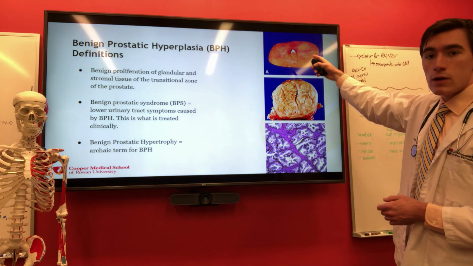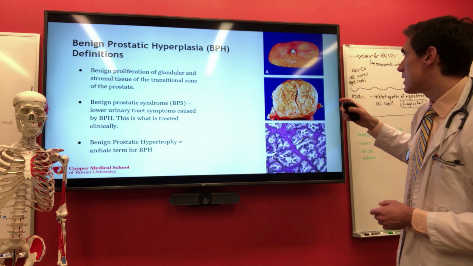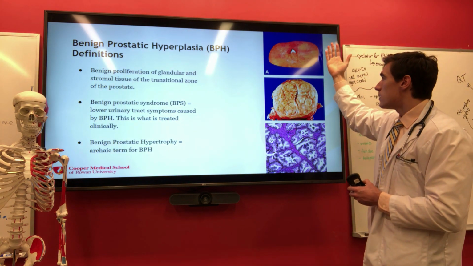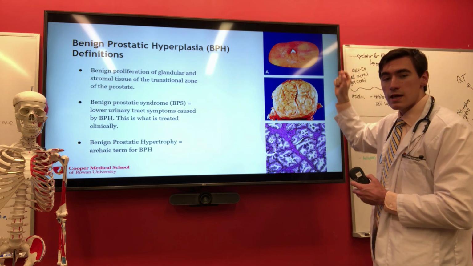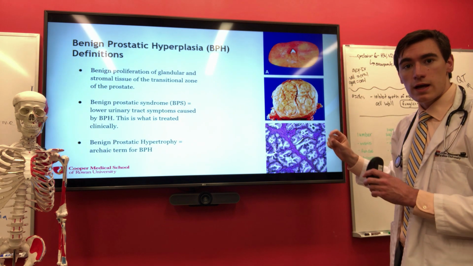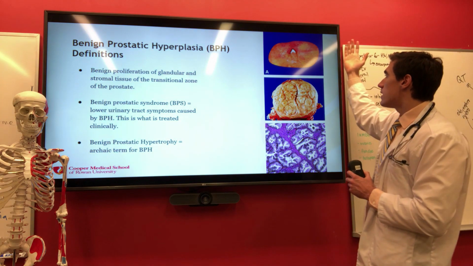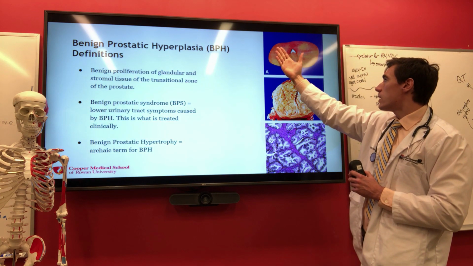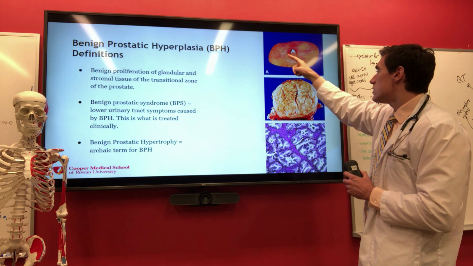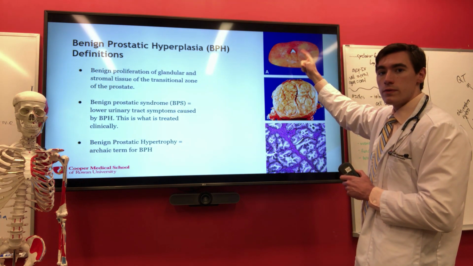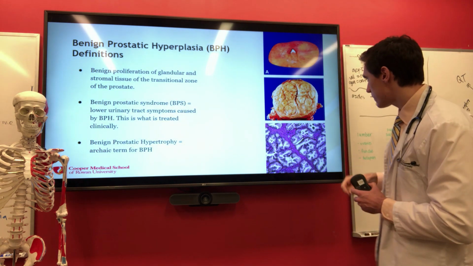Here we see a gross specimen of the prostate. This is a normal prostate, and what they did was, remember, the prostate is a walnut-sized glandular organ, and they cut it in half, right? They cut it this way. And in the center here, we see the urethra, and this is a normal, non-compressed urethra.